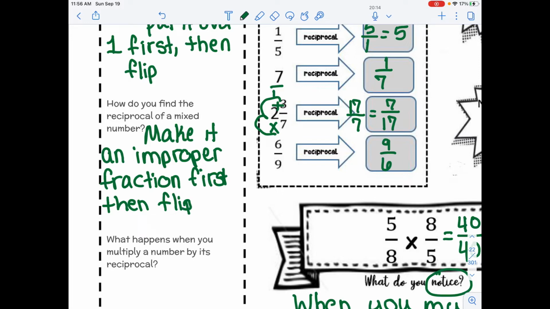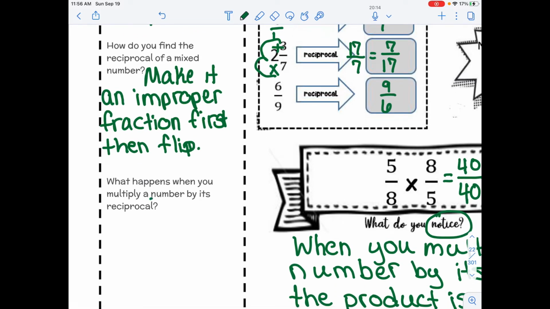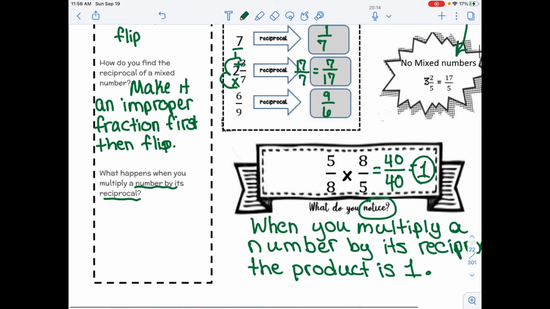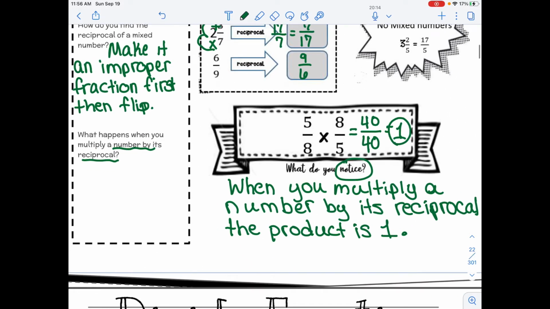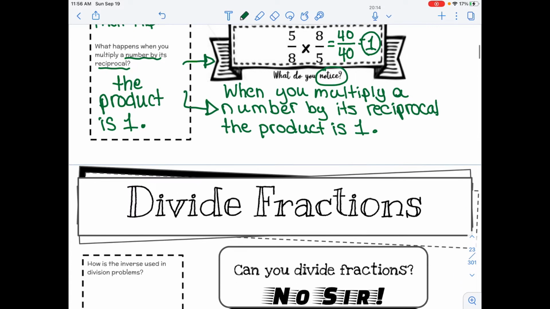Now our last question. What happens when you multiply a number by its reciprocal? Well, kind of like what we talked about over here when we had the 5/8 times 8/5. What happened to our product? Well, the product became 1. So the product is 1. And remember, product is the answer to a multiplication problem. All right, Rams, let's go on to the next page and do some practice.